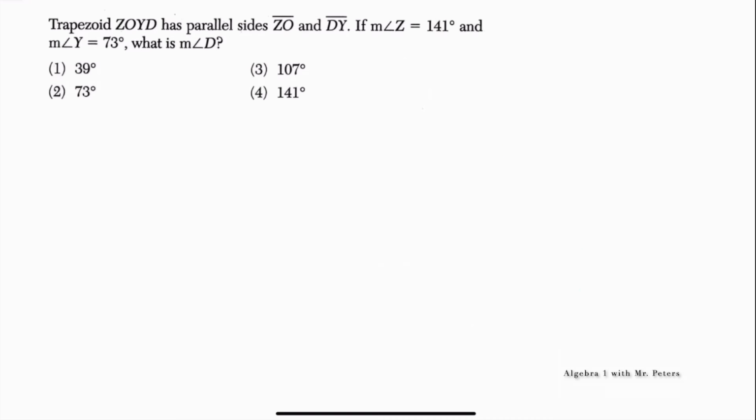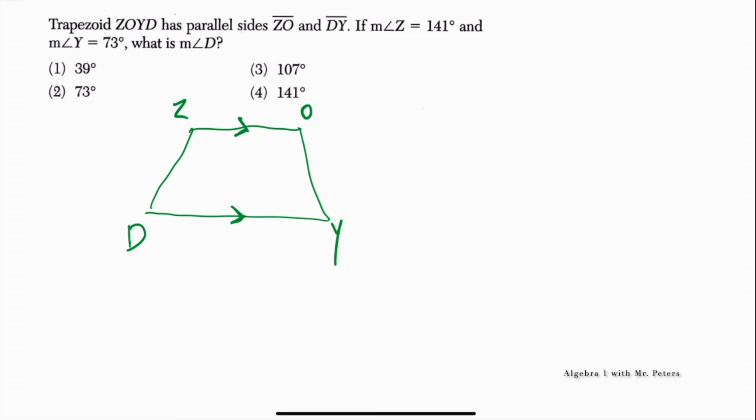They tell us that trapezoid ZOYD has parallel sides ZO and DY. If angle Z is equal to 141 degrees and angle Y is equal to 73 degrees, what is the measure of angle D? You guys know I'm going to tell you to draw it out. So we have a trapezoid. You guys know I can't draw to save my life. And then we're going to label it Z, O, Y, D. They tell us that ZO and DY are parallel.